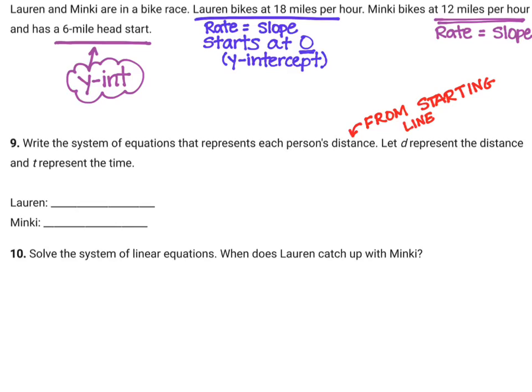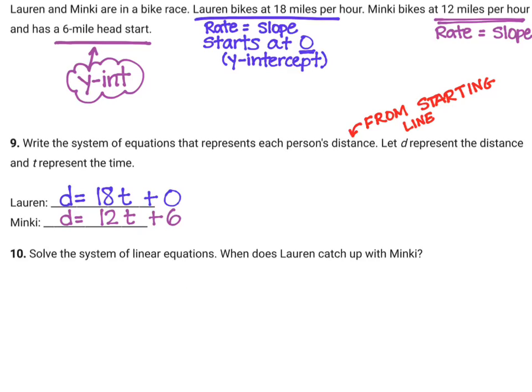We're going to be writing the equation of distance, and it's always distance from the starting line. So remember, Minky's distance from starting line at the very beginning is 6, but Lauren's is 0. So Lauren's distance equation is distance equals her rate times time plus her start amount, which was 0. She didn't get any extra starting amount. But for Minky, hers is D equals 12t, her rate, plus the 6 miles of start that she got. Because she got to start 6 miles ahead of the starting line.